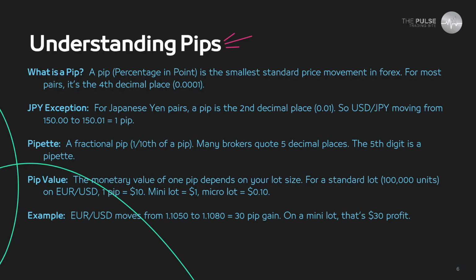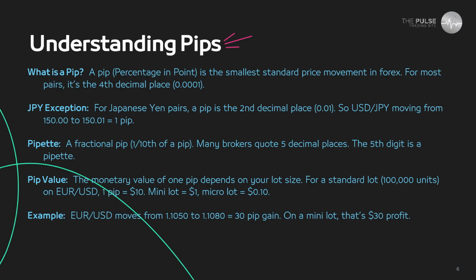sell. For example, PIP. What is a PIP? PIP is a percentage in point, the smallest standard price movement in Forex. For most pairs, it's the fourth decimal place. As you can see, 0.0001, the last fourth one is the PIP. For example, JPY exceptions.